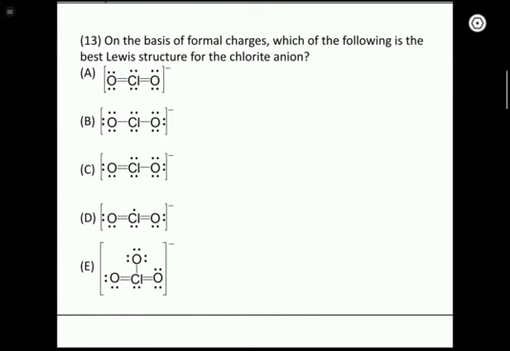Alright, so number 13 is quite involved here. We're looking on the basis of formal charges, which of the following is the best Lewis structure for the chlorite anion? First things first, let's make sure we have the formula correct for chlorite, because if we scan our answer choices, A through D are all ClO2, E is ClO3, so we should make sure we have the right formula. Chlorite, as it turns out, is ClO2 minus.